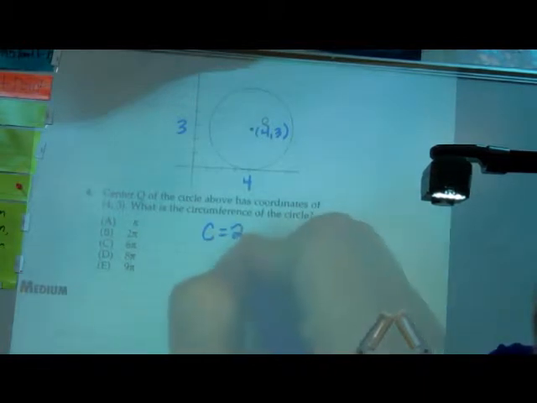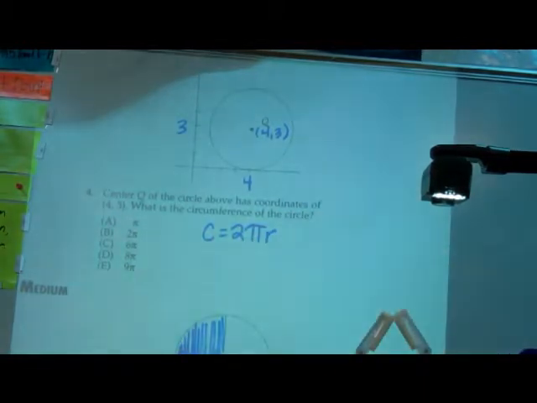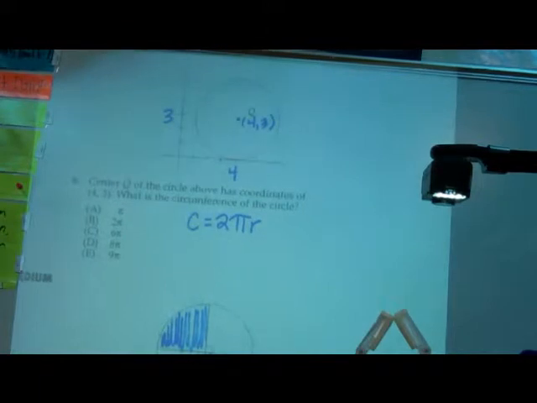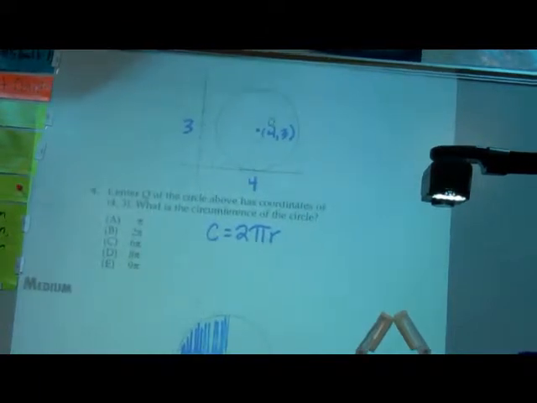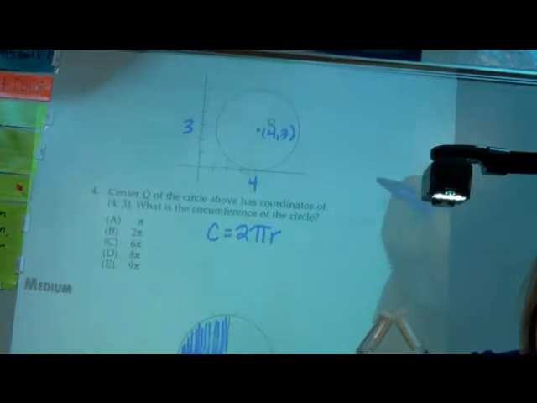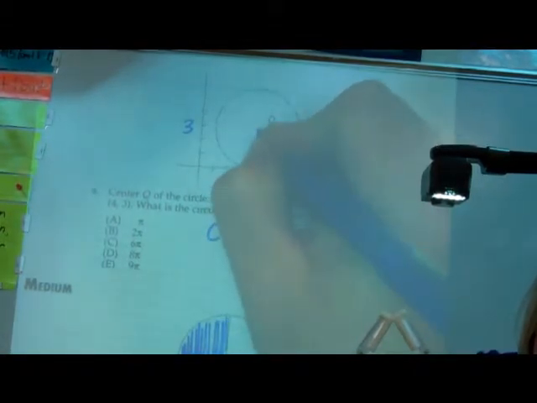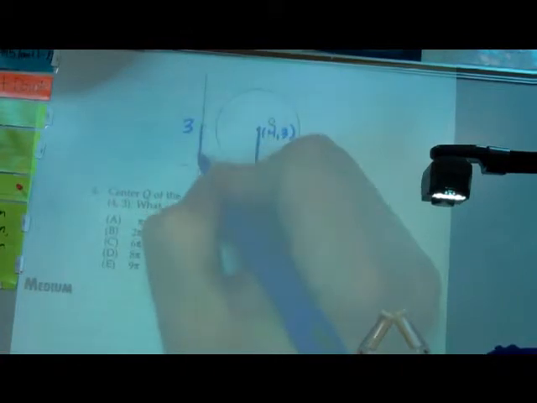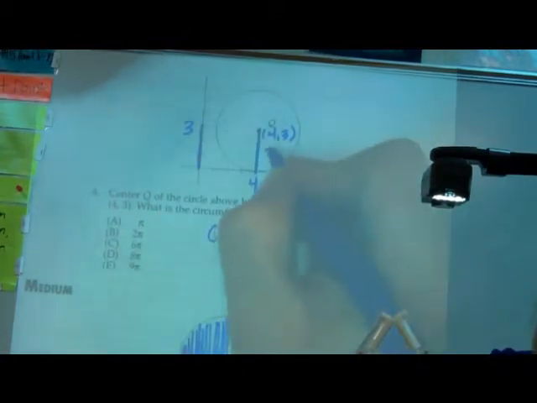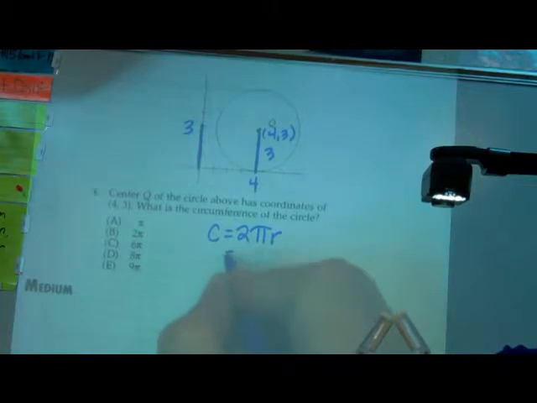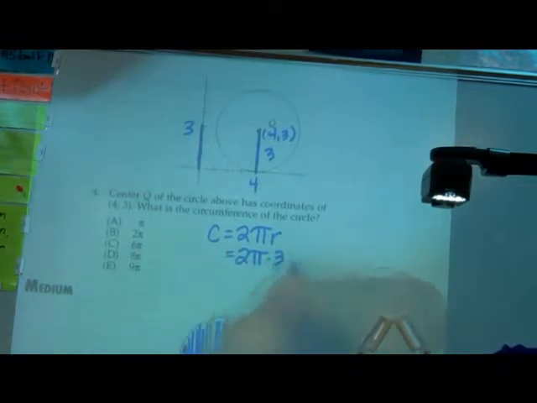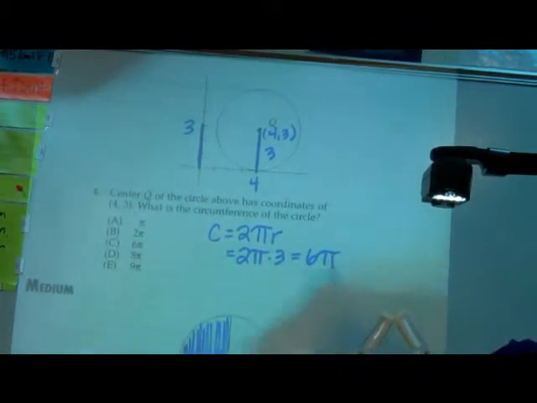Well, the circumference is 2 pi times the radius. And they'll give you that formula at the start of the section. So if you don't remember that formula, be sure you look back at it. So we need the radius. And the radius is the distance from the center to the edge of the circle. And the one that we can actually find would be this one, because we know that that is 3 units high. So the radius would be 3. So 2 pi times 3 would be 6 pi.